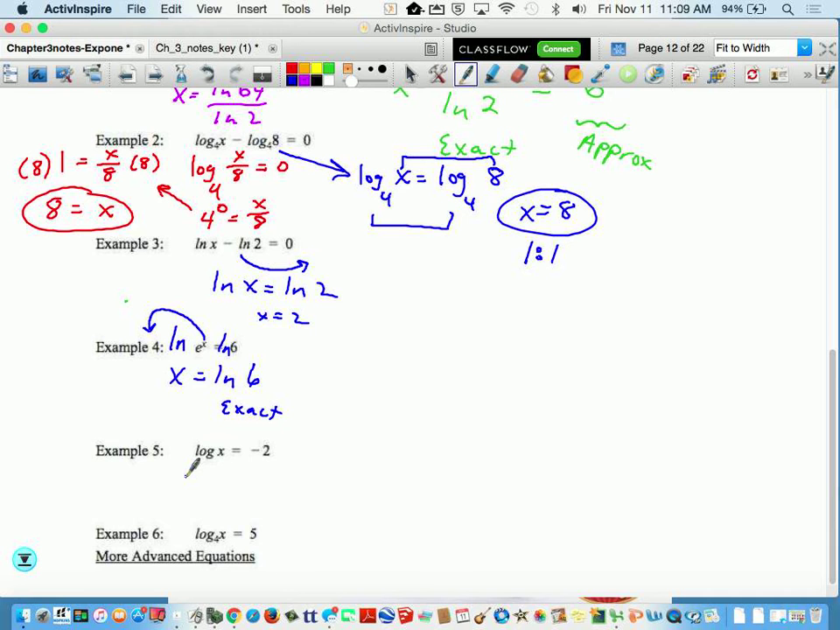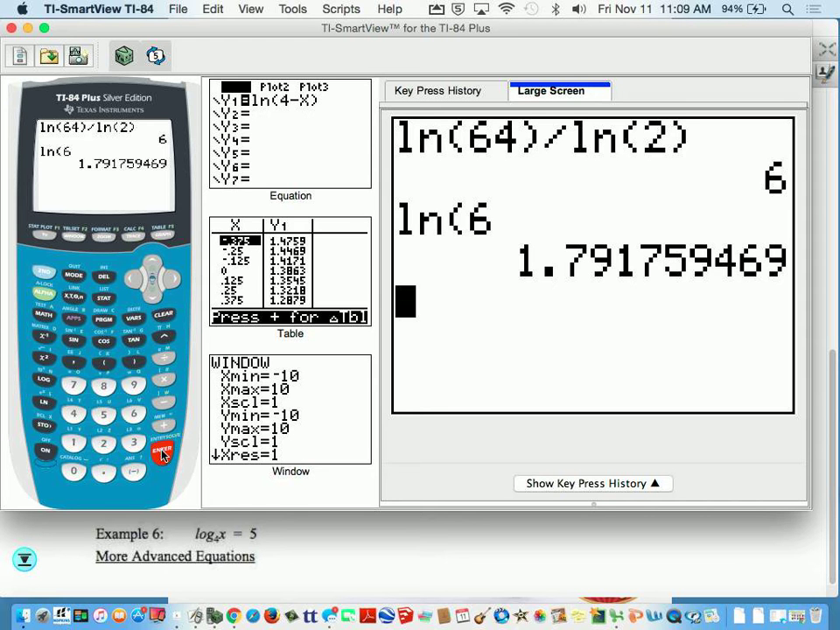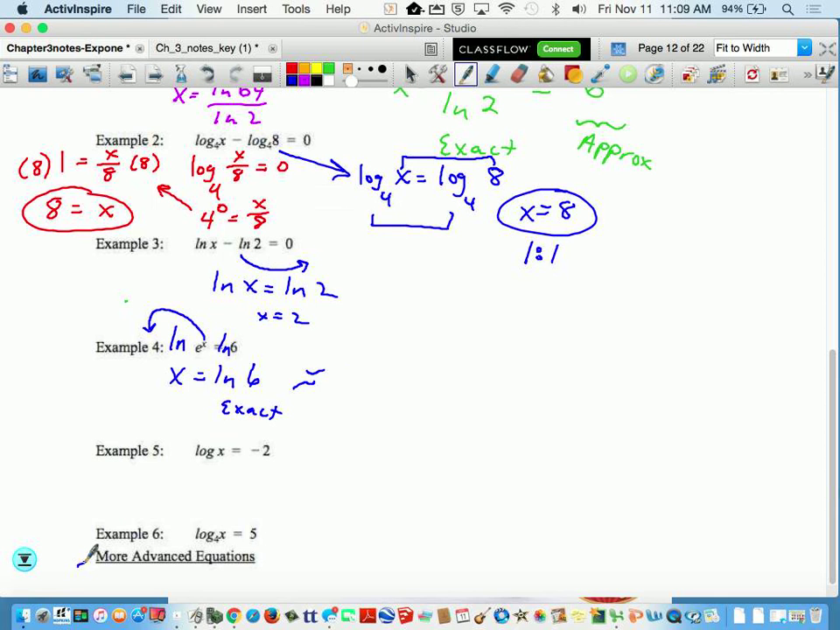Some students like to approximate their answer. So if I go to my calculator and I ln the 6, I'm going to write down 1.7918. And this is called the approximation.